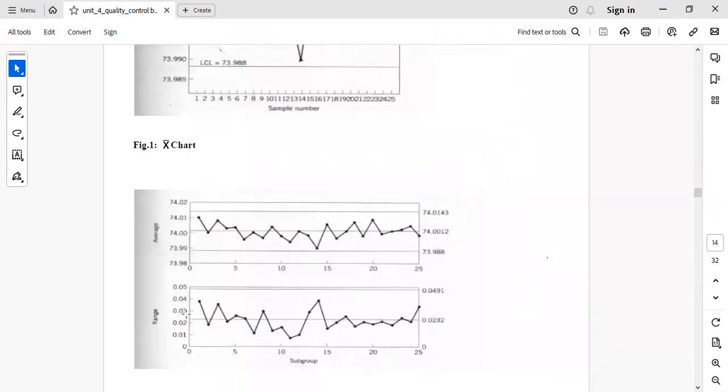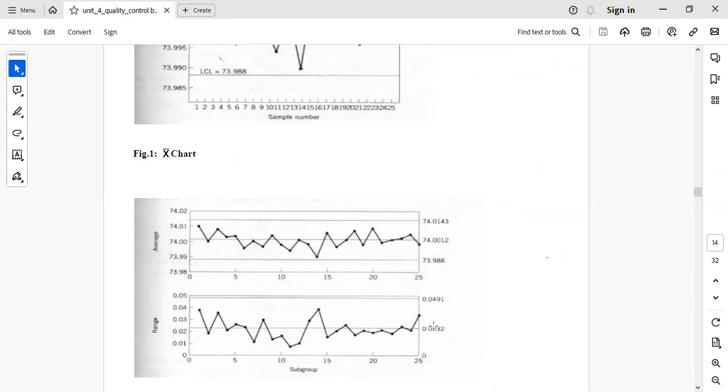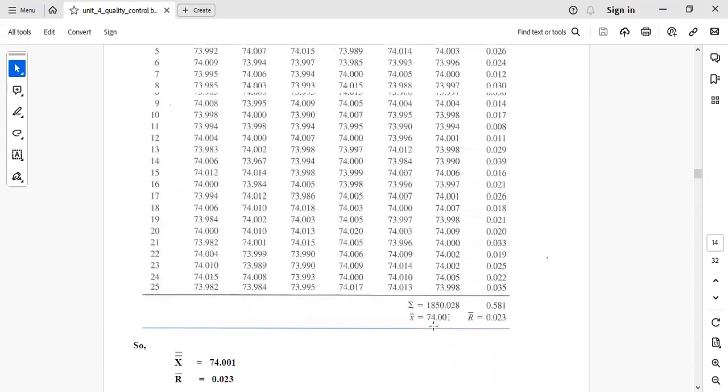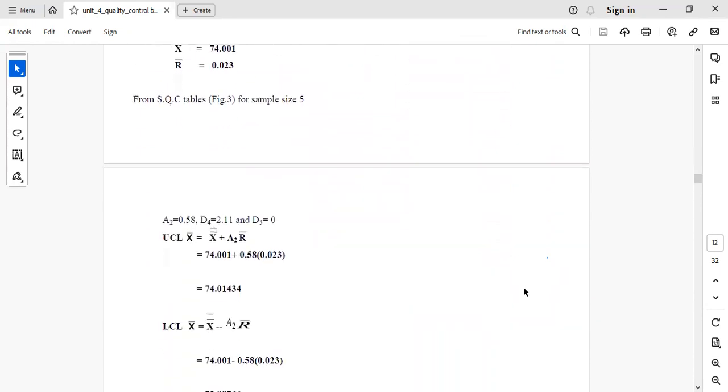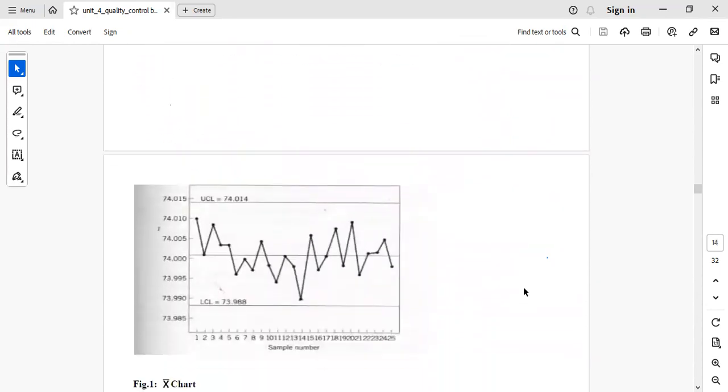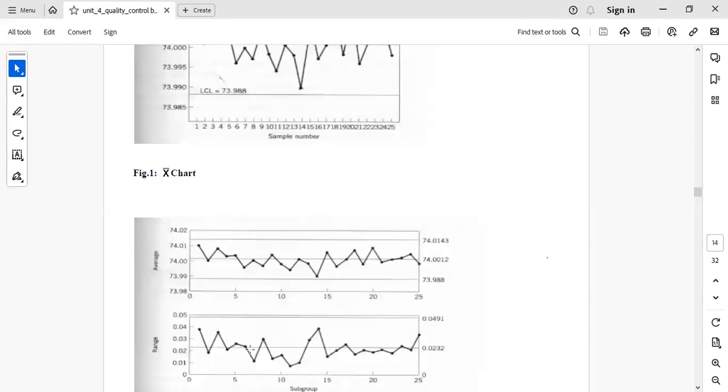So for sample 1 it is 0.038 something. You can see it is not up to 0.04. Then if you go to the last one, the 25th, it is 0.035. Again, you can see it is somewhere there. And so you'll be plotting this so that now you can again check.